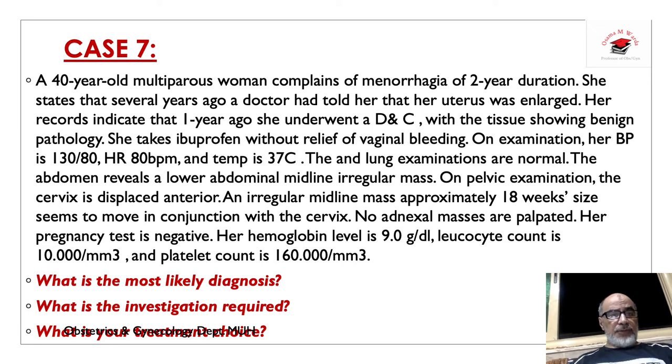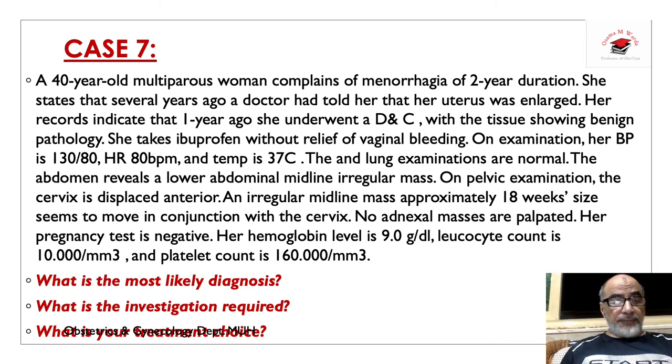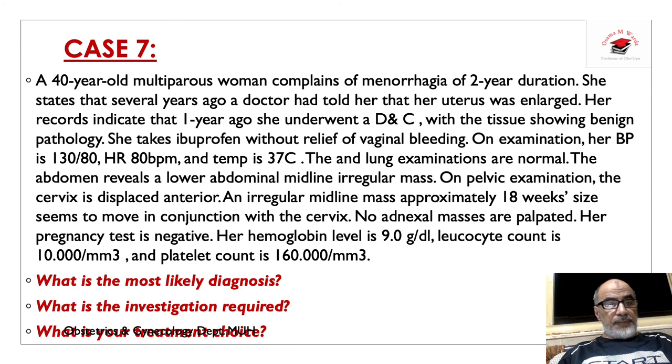A 40-year-old multiparous woman complains of menorrhagia of 2-year duration. She states that several years ago, a doctor had told her that her uterus was enlarged. Her records indicate that 1 year ago she underwent a D&C with tissue showing benign pathology. She takes ibuprofen without relief of vaginal bleeding.